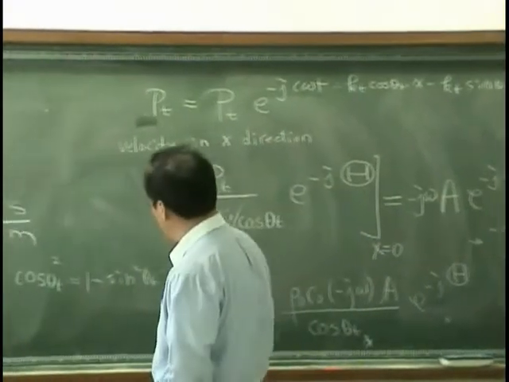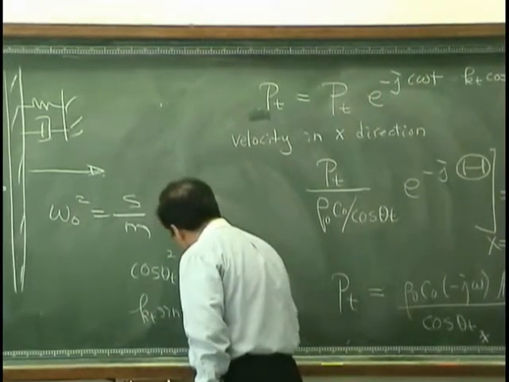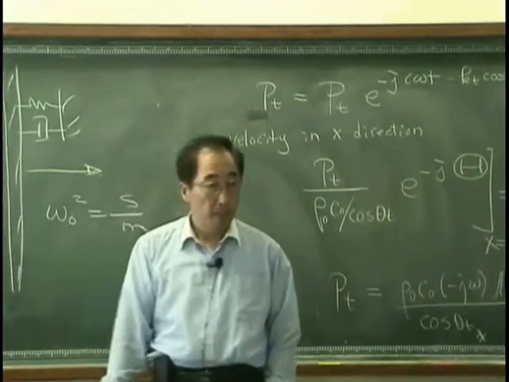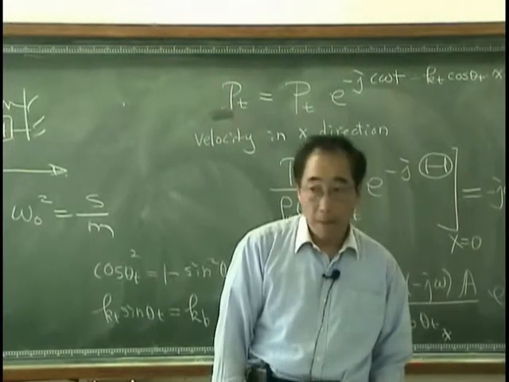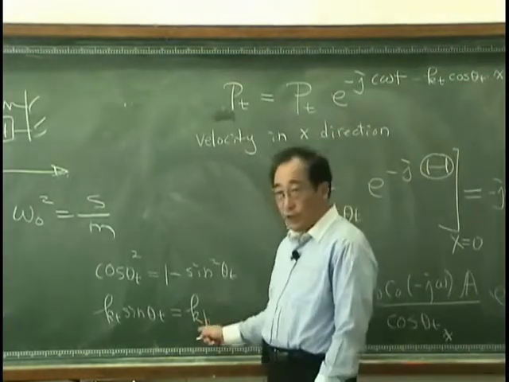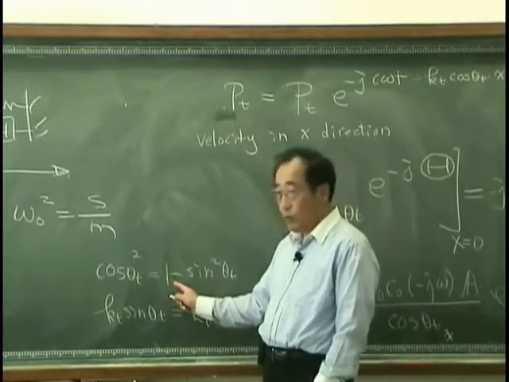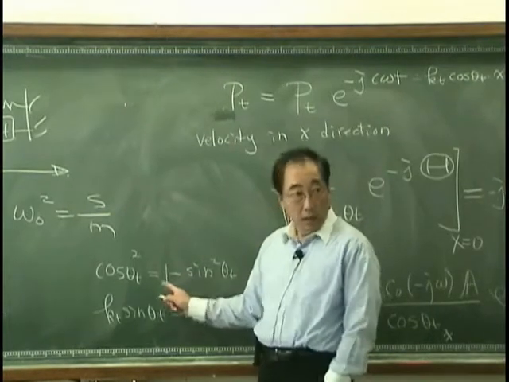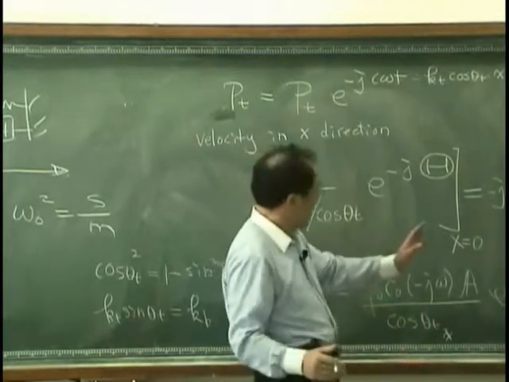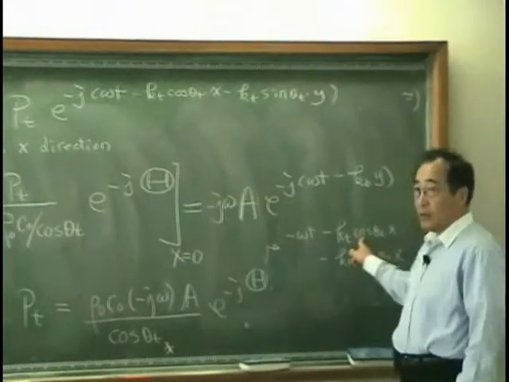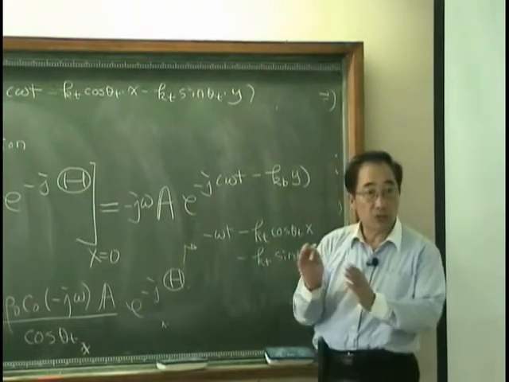And we know that kt sine theta t has to be equal to KB. All right? So if KB is smaller than 1, then cosine theta t has a real value. That means, because cosine theta t has a real value, there is a propagation in x direction. In other words, there is a transmission in x direction.